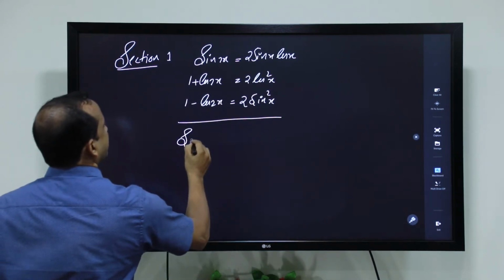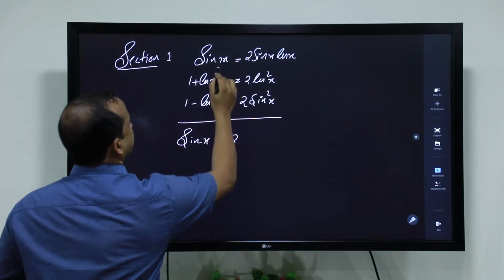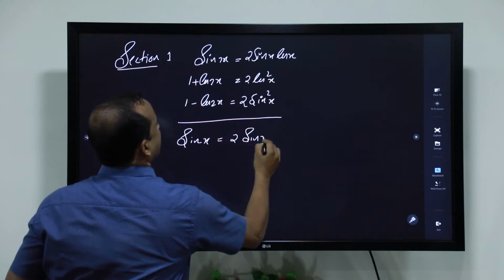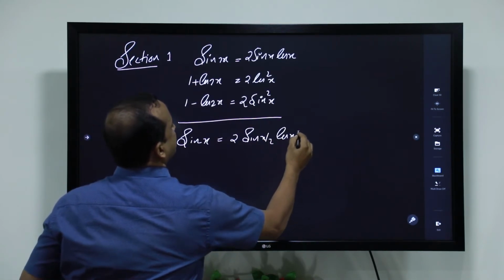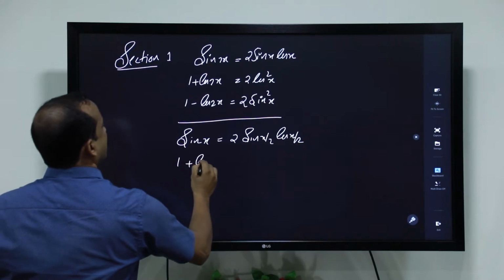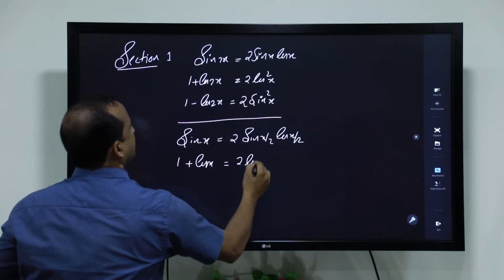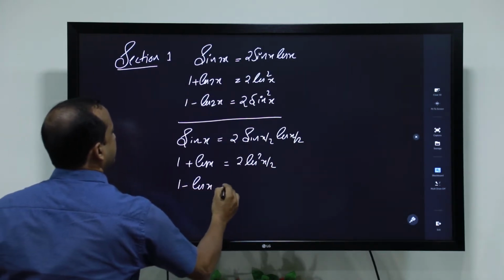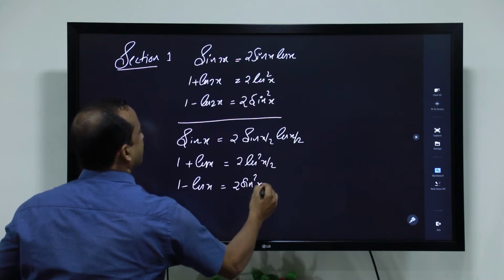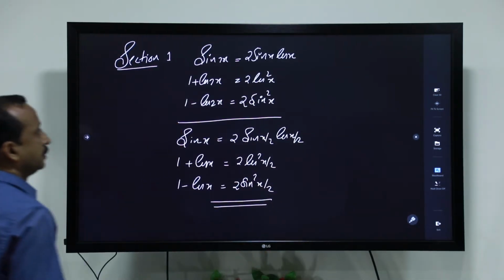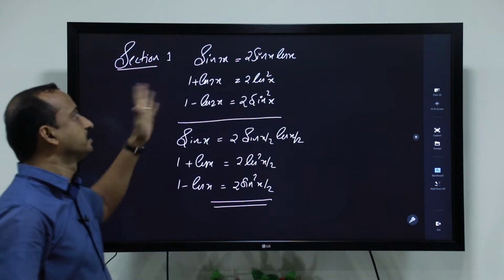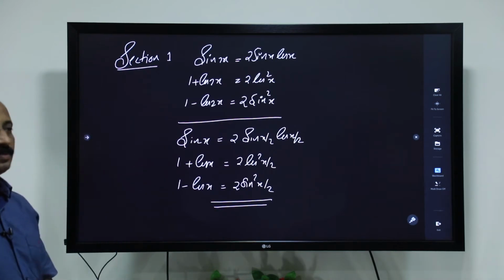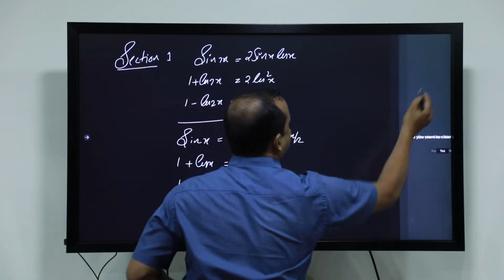From this we get the half angle formulas also. Sin x is equal to 2 sin x by 2 cos x by 2. 1 plus cos x is equal to 2 cos square x by 2, and 1 minus cos x is equal to 2 sin square x by 2. In the first section, we learn these 3 formulas by heart: sin 2x, 2 sin x cos x; 1 plus cos 2x, 2 cos square x; and 1 minus cos 2x, 2 sin square x. Now we do some problems based on this section.